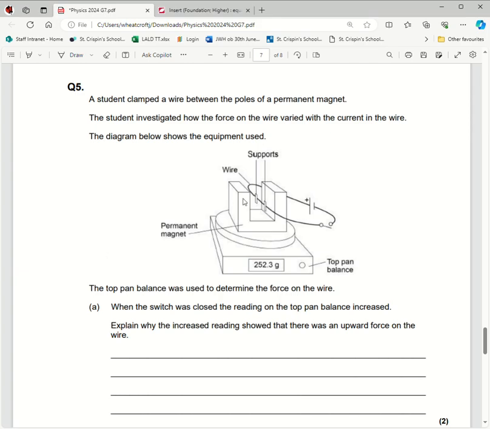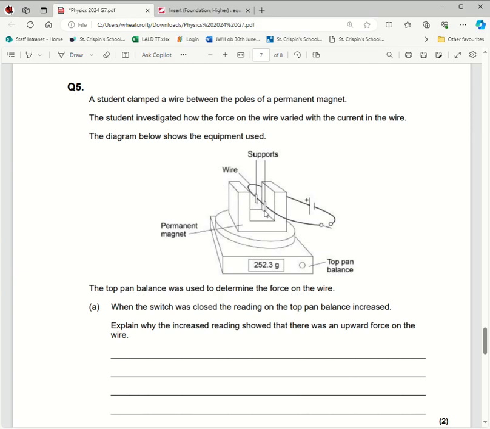So this is an example of the motor effect, which I'm not going to go into the details of precisely how it works now. But effectively, when this wire carries current, it has its own magnetic field, which is going to interact with the magnetic field of the permanent magnet.